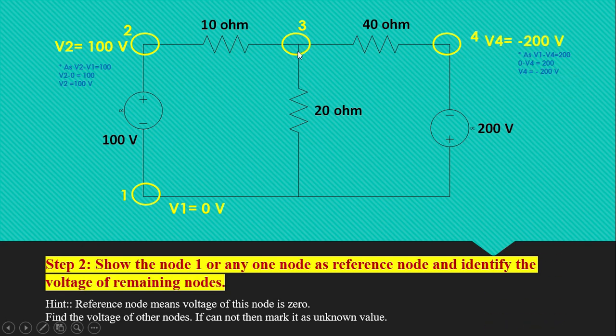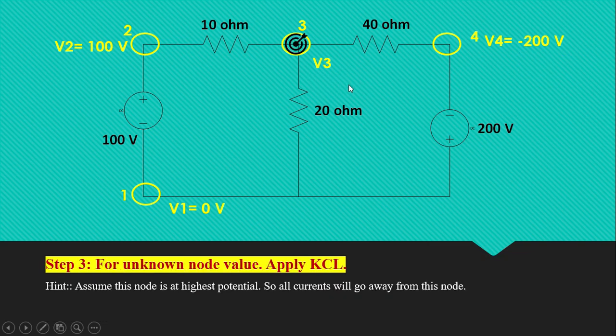Now for this third node, I cannot identify the value, so I can take it as a variable, and I am considering it as the node 3 voltage. So I am taking it as V3. V3 is my unknown, and in this circuit you can see we have only one unknown variable, which is V3. So in step 3, this node will be our targeted node, and I will apply KCL at this node.